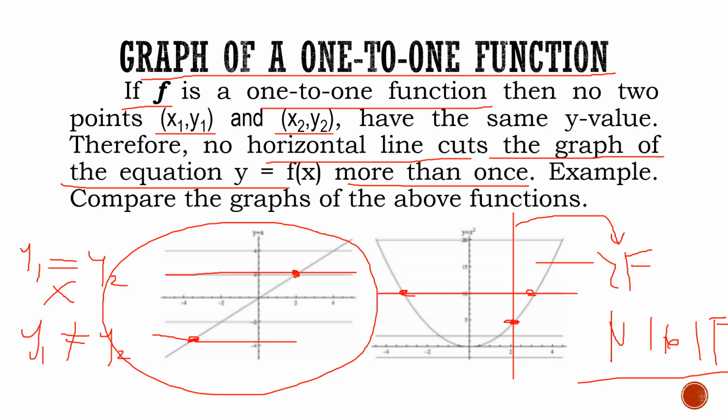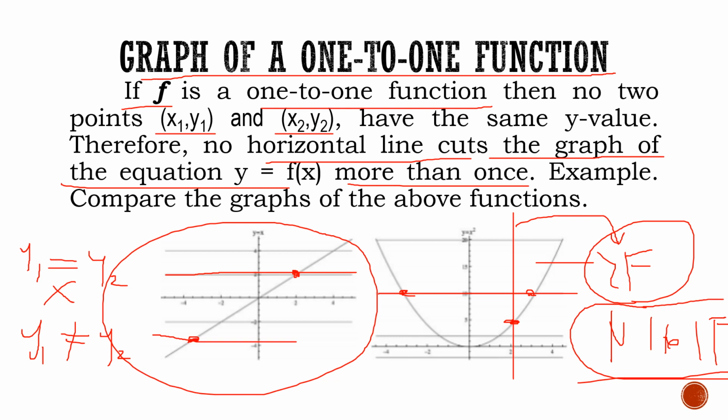But again, we need to satisfy your horizontal line test. If we apply your horizontal line test here, there are 2 points of intersection between your horizontal line and your parabola that opens upward. Meaning to say, even if we satisfy your vertical line test, still this graph is not a one-to-one function. It is a function, but not a one-to-one function.